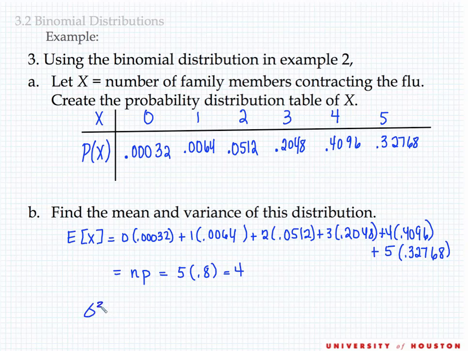Our variance is n times p times 1 minus p. So 5 times 0.8 times 1 minus 0.8, which is 0.2, which gives us a variance of 0.8. Now if I wanted the standard deviation, I would take the square root of this.